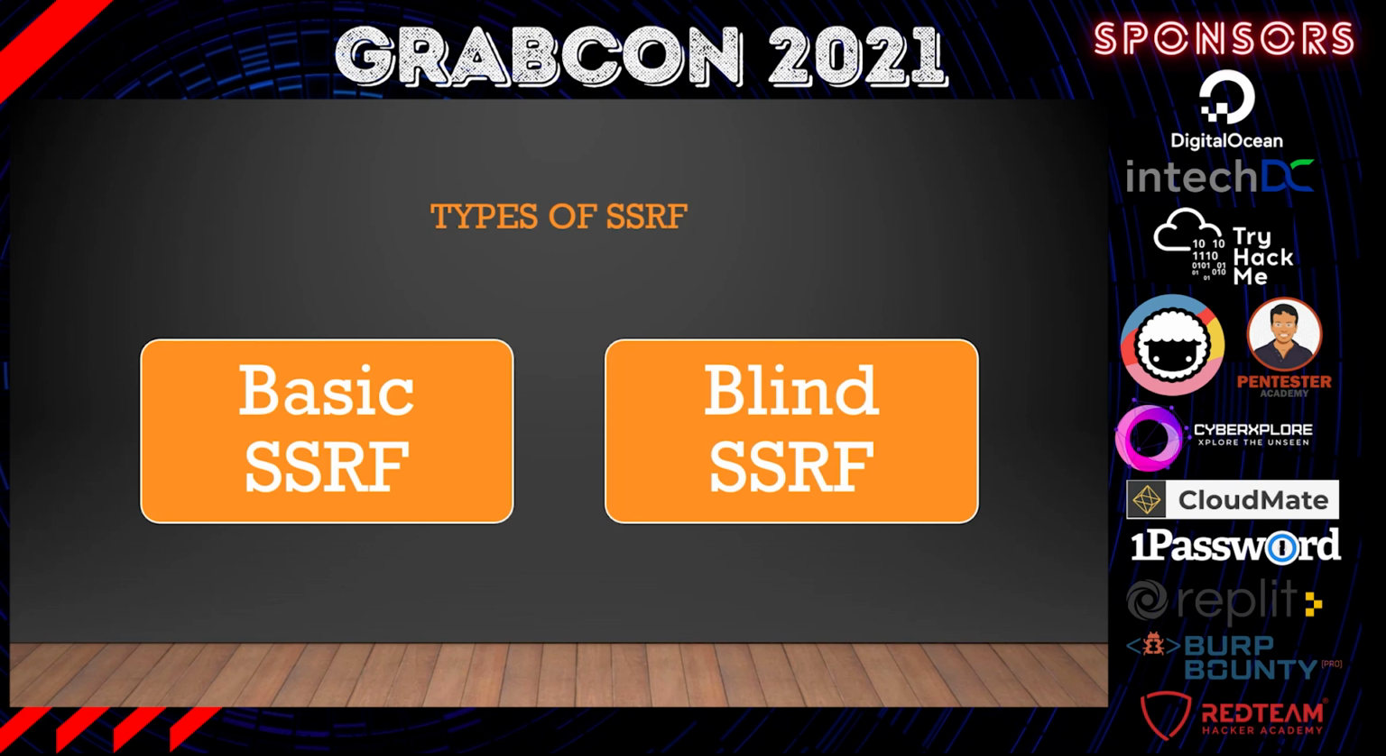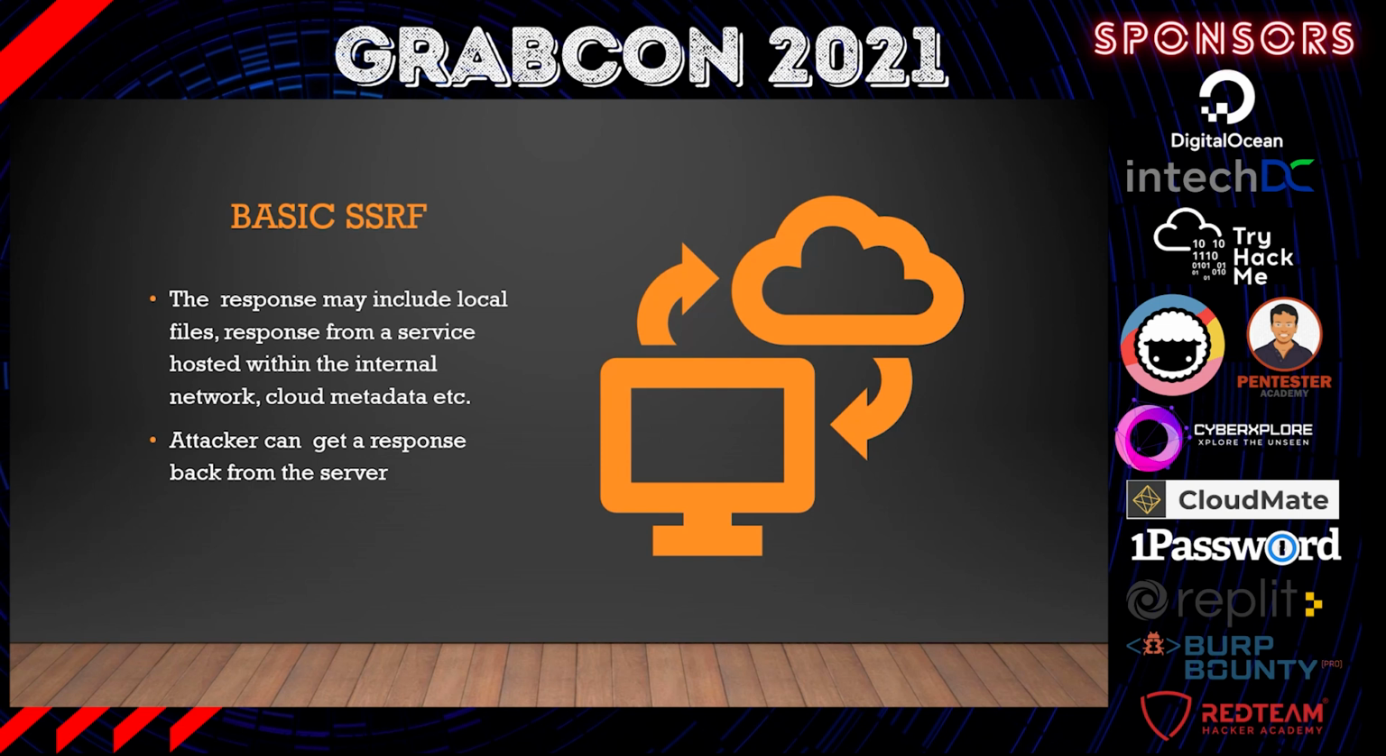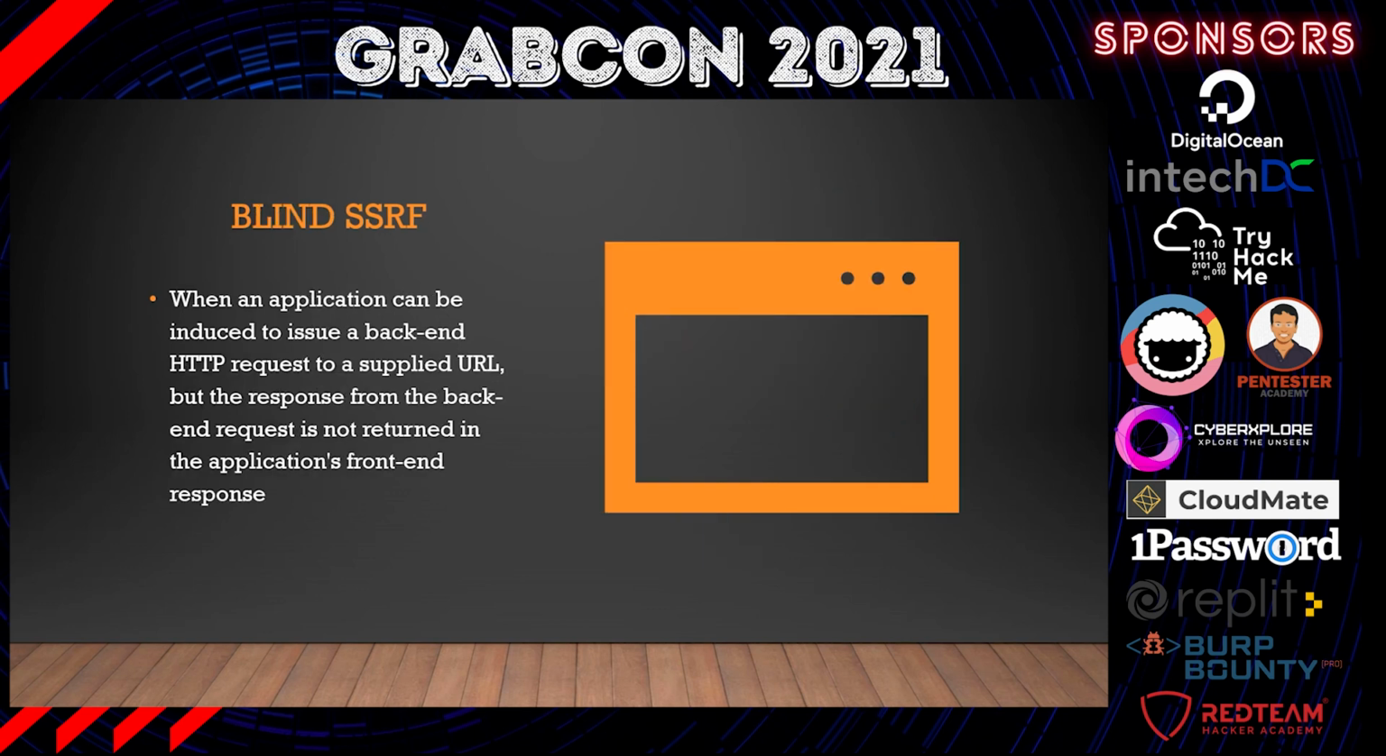So types of SSRF. The first one is the basic SSRF and the second one is the blind SSRF. Let's see both of them one by one. In the basic SSRF, the attacker can get a response back from the server. That response may include local files, a response from a service hosted within the network, and cloud metadata. Now comes the blind SSRF. Blind SSRF is where an application can be induced to issue a backend HTTP request to a supplied URL, but the response from the backend request is not returned in the application front-end response. So in that case, it's a blind SSRF.